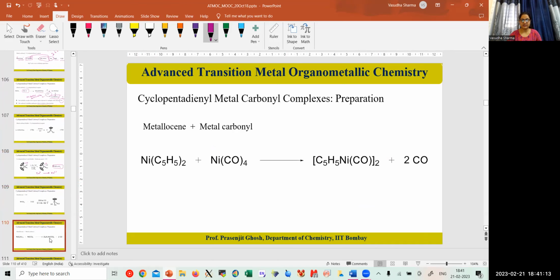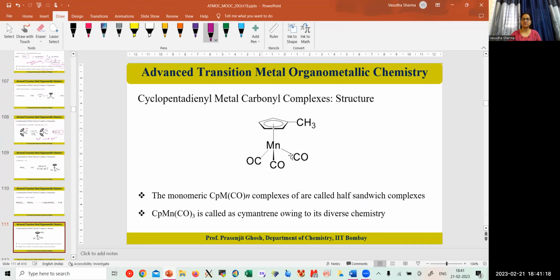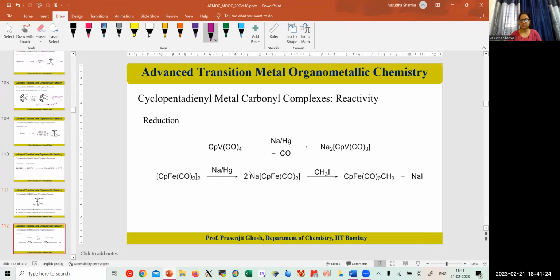Another set of the same reactions that we have seen, how it is forming, and how the structures, these are called half sandwich structures. And moreover, we have seen the reactivity of these compounds, where we have one Cp ring and carbonyl on the other side. So in the presence of sodium amalgam, it will form this kind of complex with the loss of carbonyl.